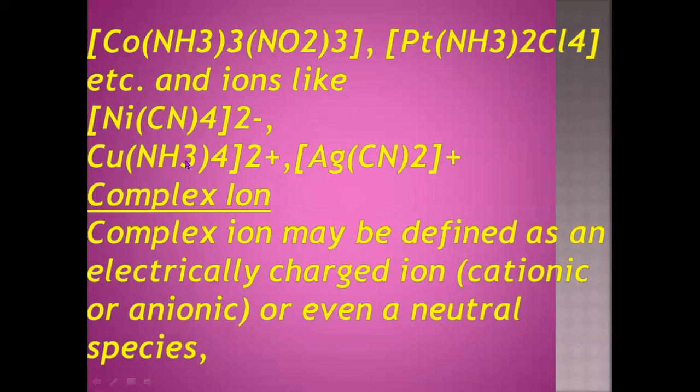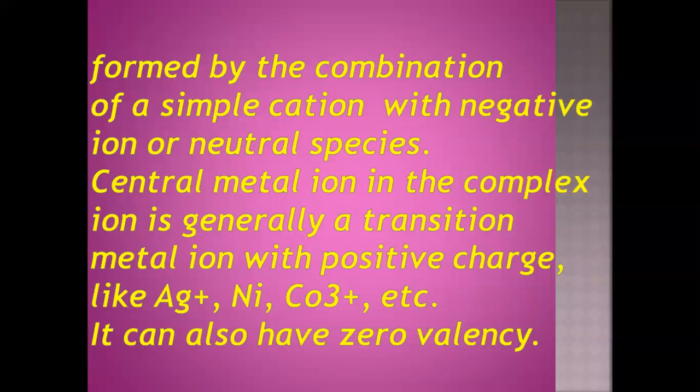Again, they will have ions like this. These are again complex ions. So what is a complex ion? It may be defined as an electrically charged ion, and it may be a cation or an anion. So it may be in cationic form or anionic form, or sometimes even neutral. So a complex ion may exist in neutral, cationic or anionic form.